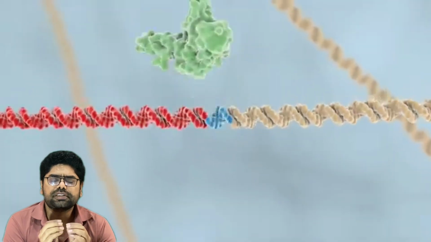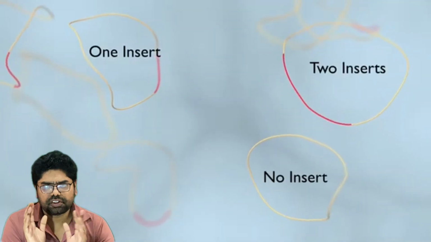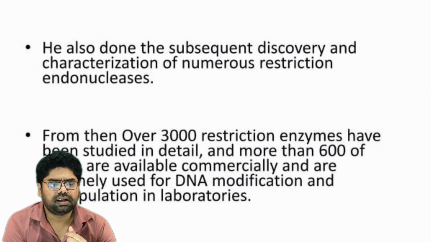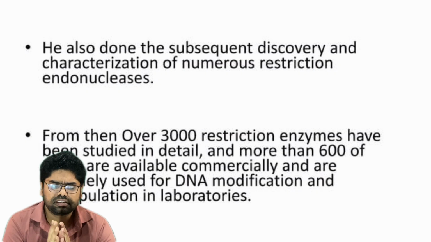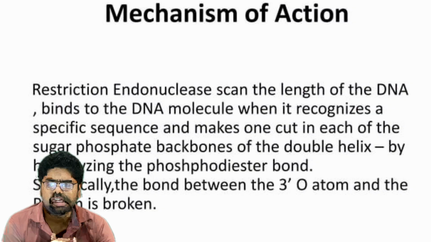Now, restriction enzymes are basically molecular scissors. So, what is the history of restriction enzymes? The first restriction enzyme isolated was in 1970, that is HindIII, and there was subsequent discovery and characterization of various restriction endonucleases. Over 3000 restriction enzymes have been studied in detail, and more than 600 of these are routinely used in labs commercially. So what is the mechanism of action of the restriction enzymes?